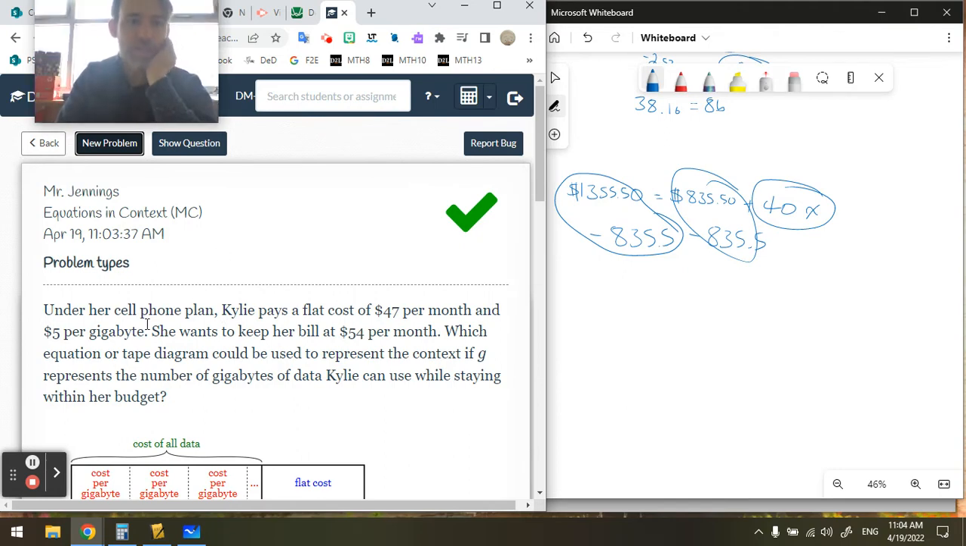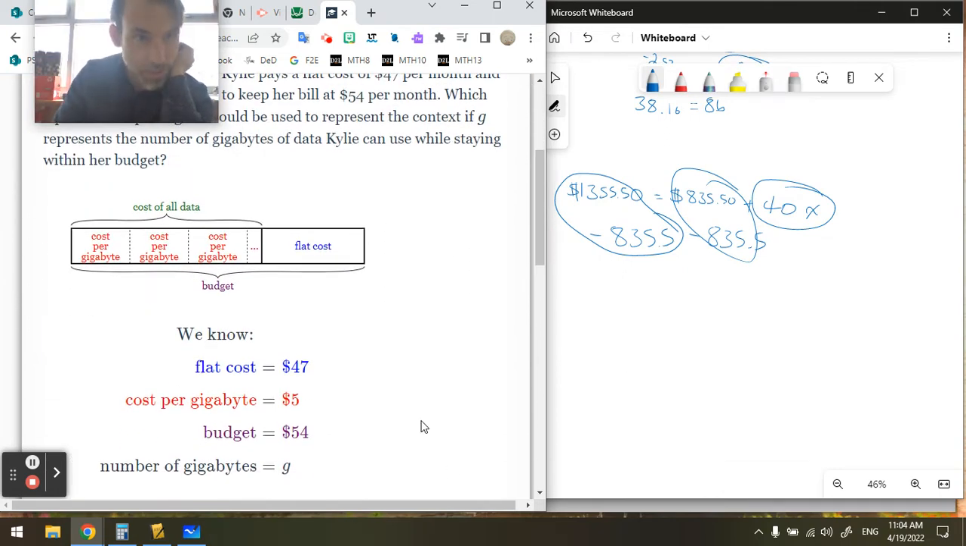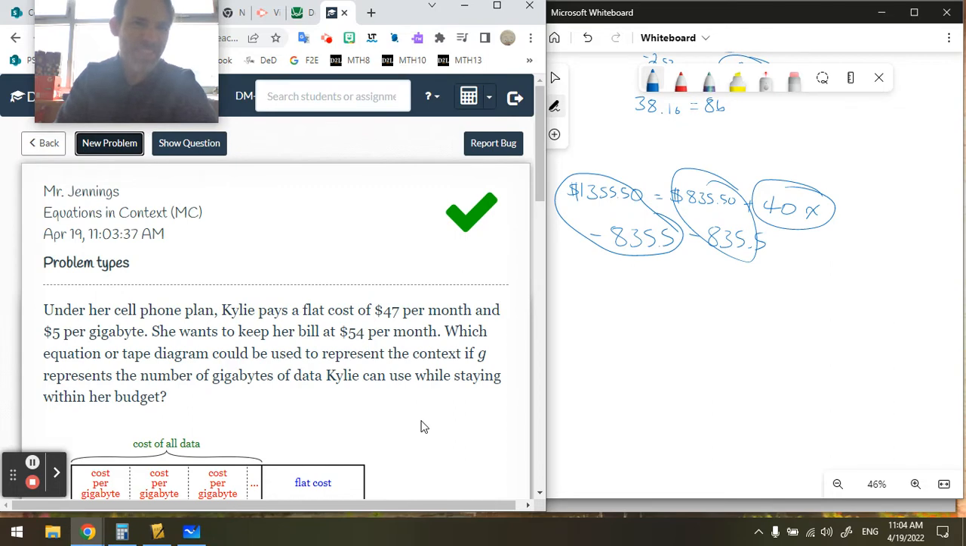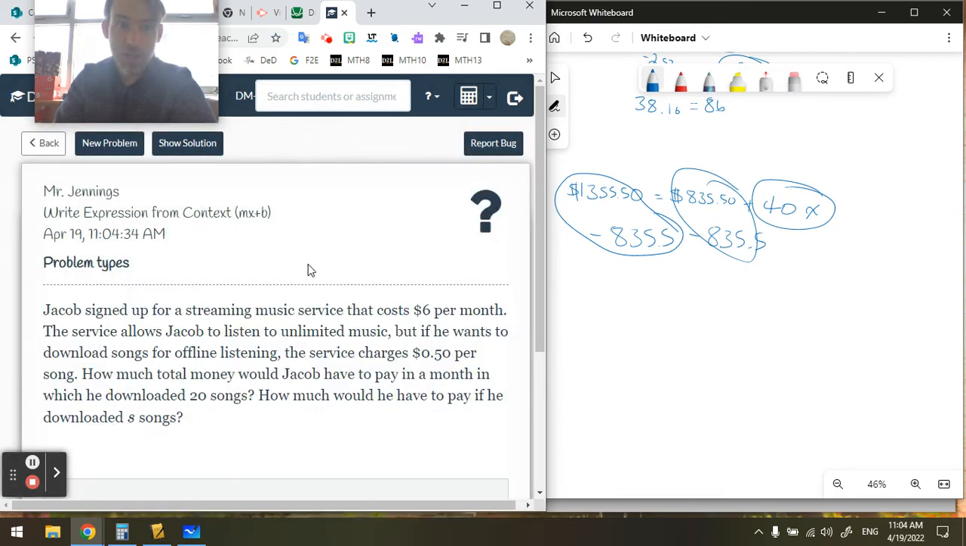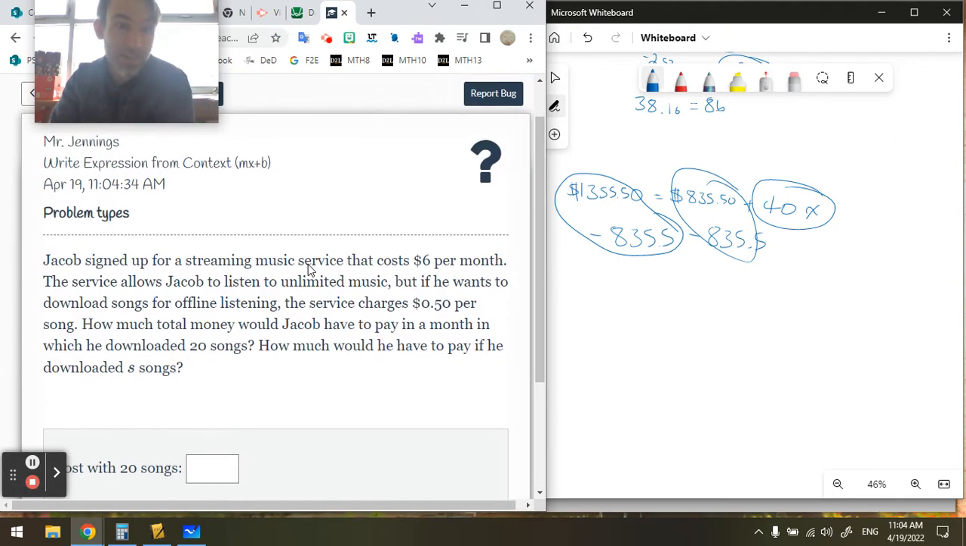You look at the situation and you say which representation is accurate. You want to be able to rearrange equations and do that to see, imagine things as tape measures or imagine things in different ways. Okay, let's keep going. Write an expression from context. I asked you to do 8 of these. Why? Because they're easy to do once you know how to do them.